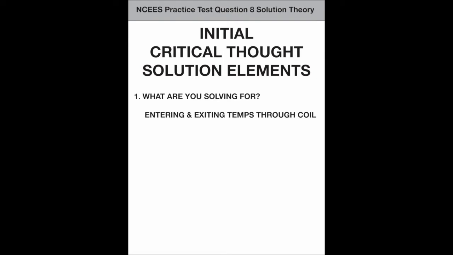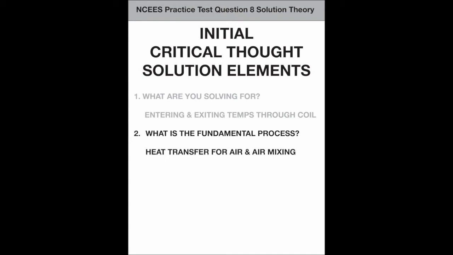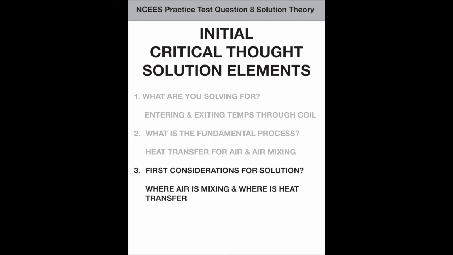1. What are you solving for? The entering and exiting dry bulb and wet bulb temperatures for air flowing through a coil. 2. What is the fundamental process? Total heat transfer for air and adiabatic mixing of moist air streams. 3. What are the first considerations to find the solution in connection to the fundamental process? Finding where the air is mixing and where the heat transfer is occurring.